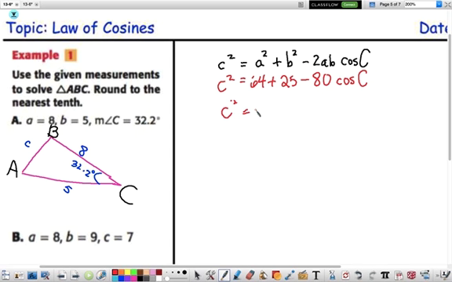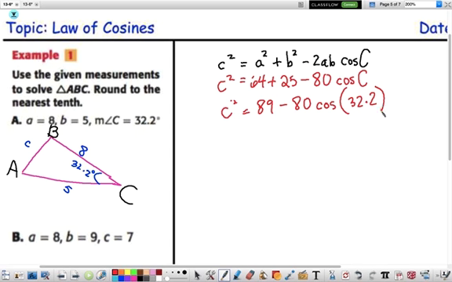Here's what some of you are going to do in your calculators, and you're going to make mistakes. You're going to add or subtract all these things together, and that's going to be a mistake, right? So only these two do you add together. So that gives me what? 89? Is that right? 89 minus 80 cosine. Oh, I know angle C, don't I? 32.2.